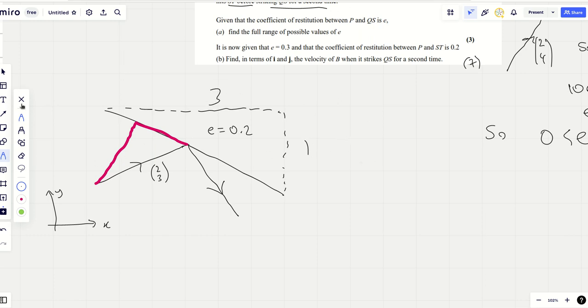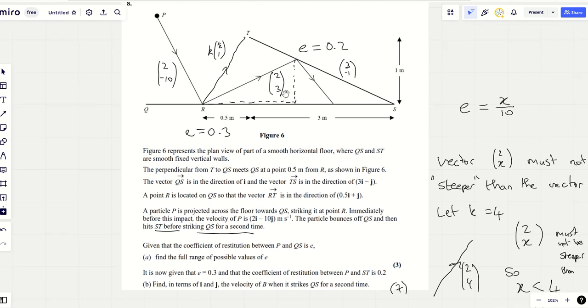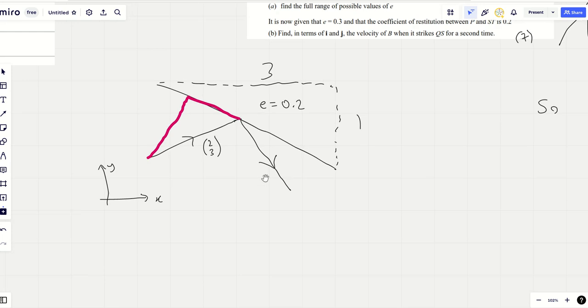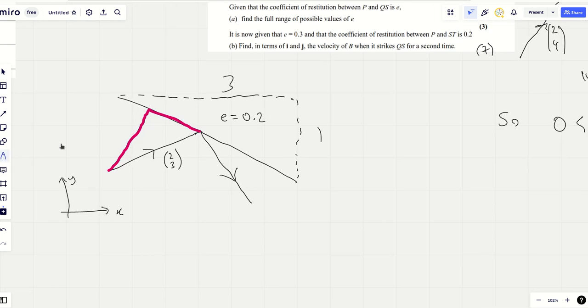They told us it in the question. They also put it on the diagram. Look at this, 3 across, 1 down, 3 minus 1. I wrote it down up there. So we also know that. But all we're trying to do really is find the perpendicular component.